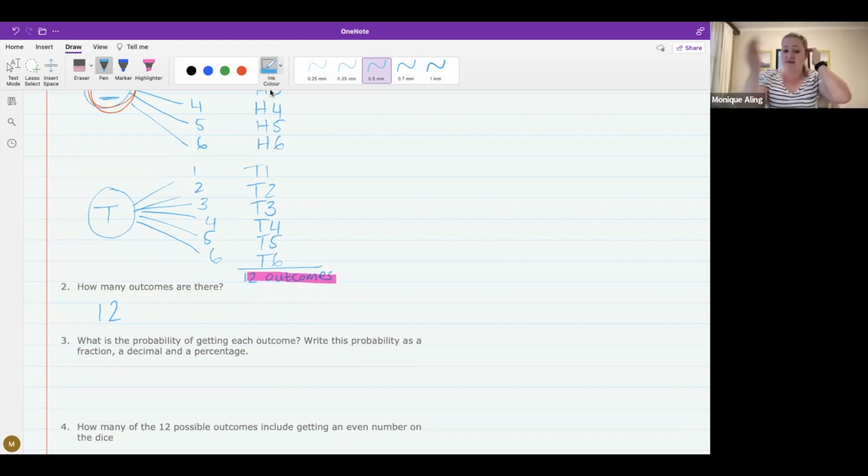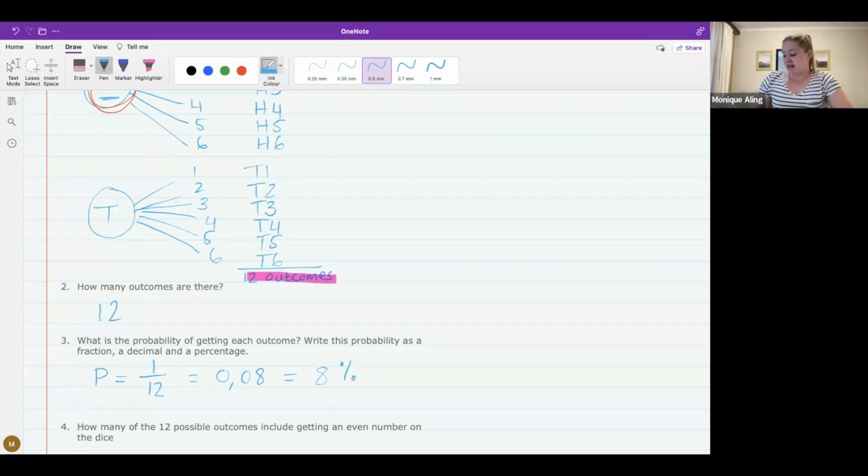Okay, so every possibility has an equal chance. The probability is 1/12. There are 12 outcomes, and each of those has one chance. They also asked us to write this in decimal form. So if we put that in decimal form, we get 0.08, and they ask for percentage, which gives us 8%.